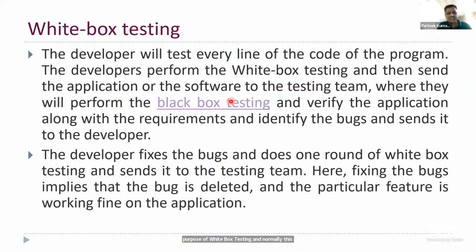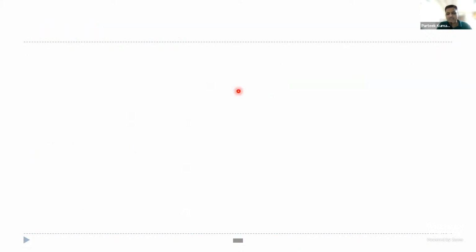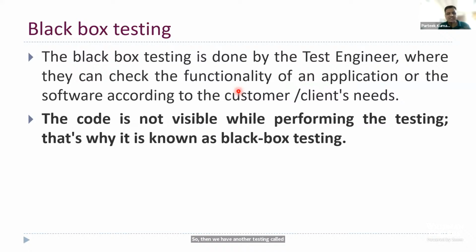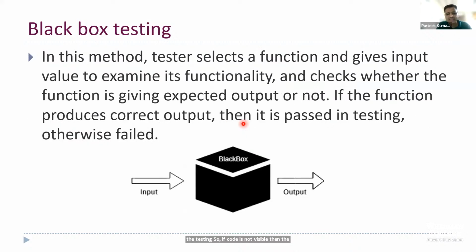Then we have another testing called black box testing, in which code is not visible while performing the testing. If code is not visible, then the question is how we can test it. We can test it only on the basis of input and output. Let's suppose I have a program which can perform addition of two numbers. I know that if I give 2 and 3 as input, the output should be 5.